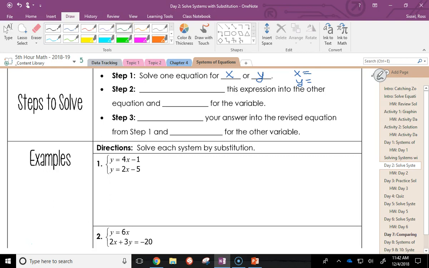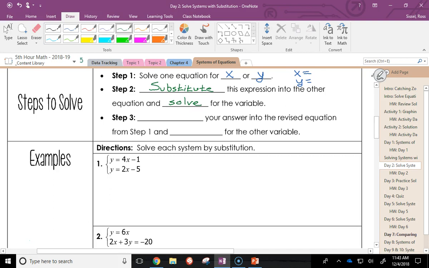Step 2, we're going to use the word substitute, which is exactly what this method is called. Substitute this expression into the other equation and solve for the variable. Once I've rewritten the equation as y equals or x equals, I'm going to say x equals. Let's write something on the board.